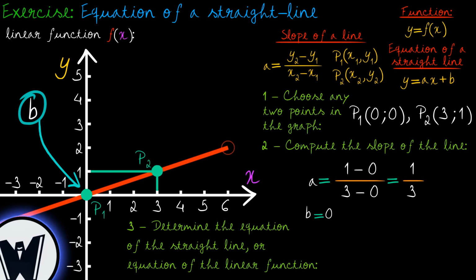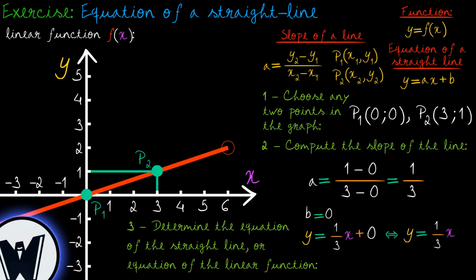Using the above presented formula for the equation of a straight line, the equation of function f can be determined. Substituting the values of a and b, we finally have our result. Function f of x is equal to 1/3 times x.